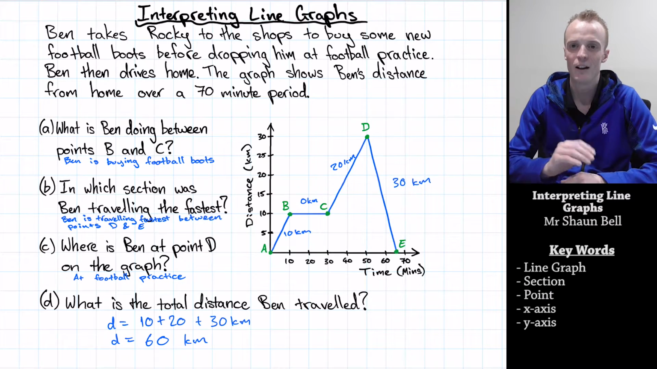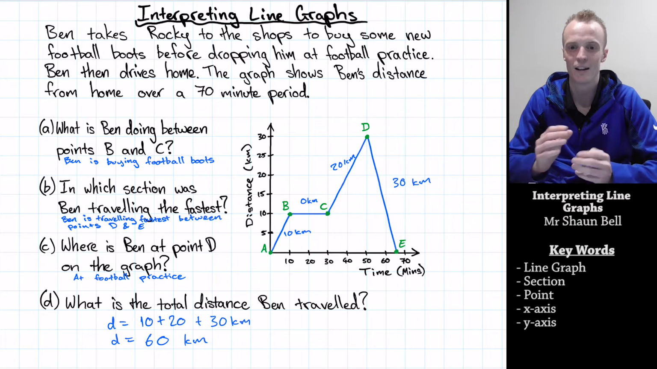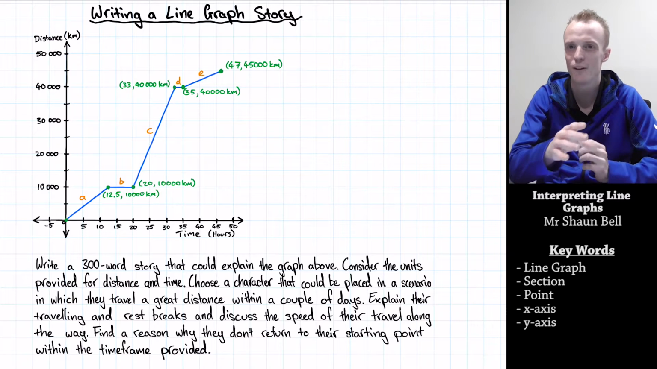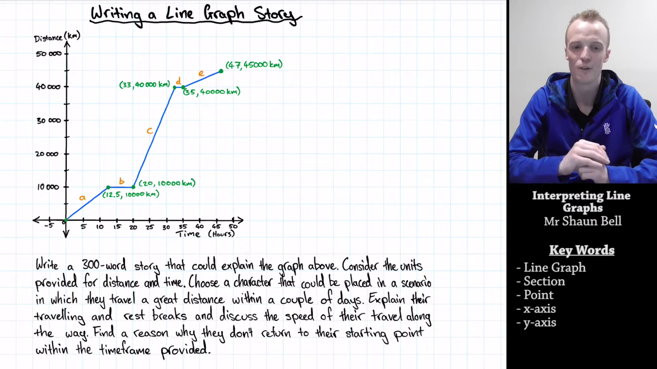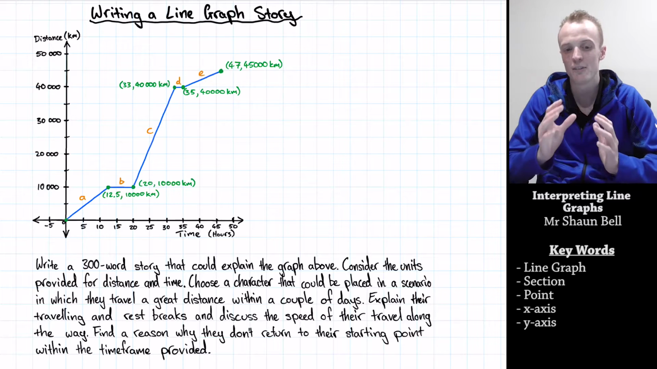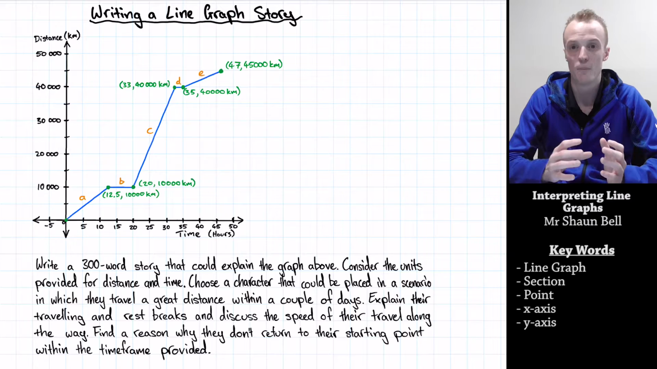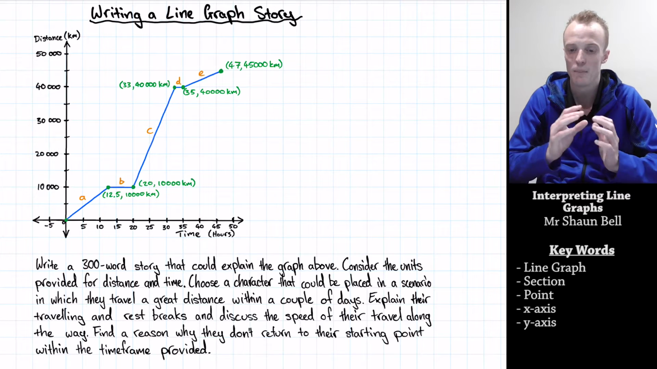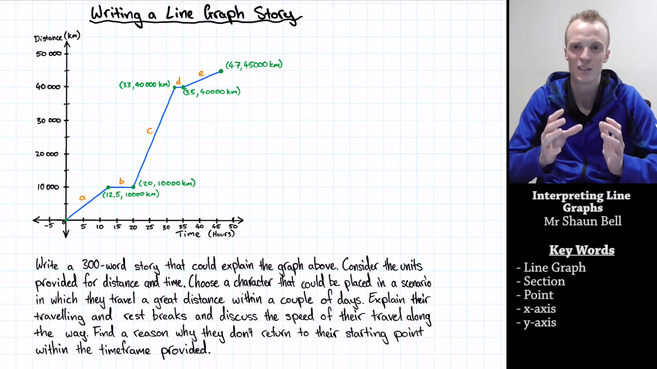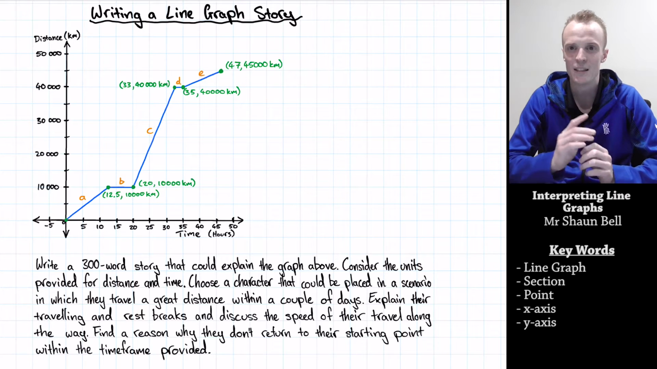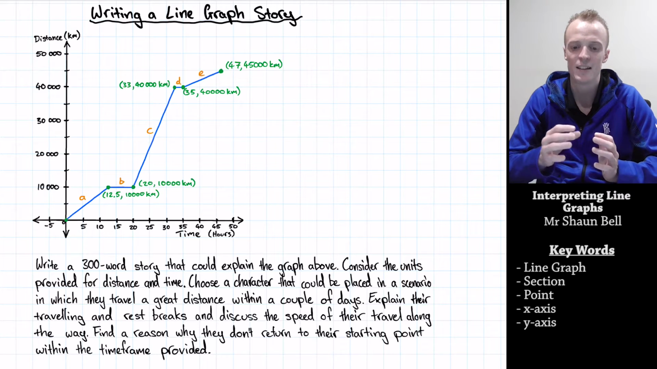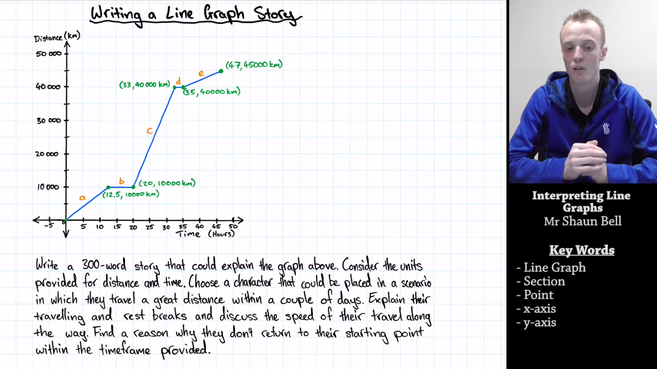But now, I'd like for you to have a go at creating a story of your own. So my challenge to you today is to use this graph that I've given you to create a story of your own. I want you to create a 300-word story that considers the units provided for both the distance and the time. I want you to choose a character that could be placed in a scenario where they travel such a great distance. It's important in your story to explain their travelling and rest breaks and discuss the speed of their travel along the way.